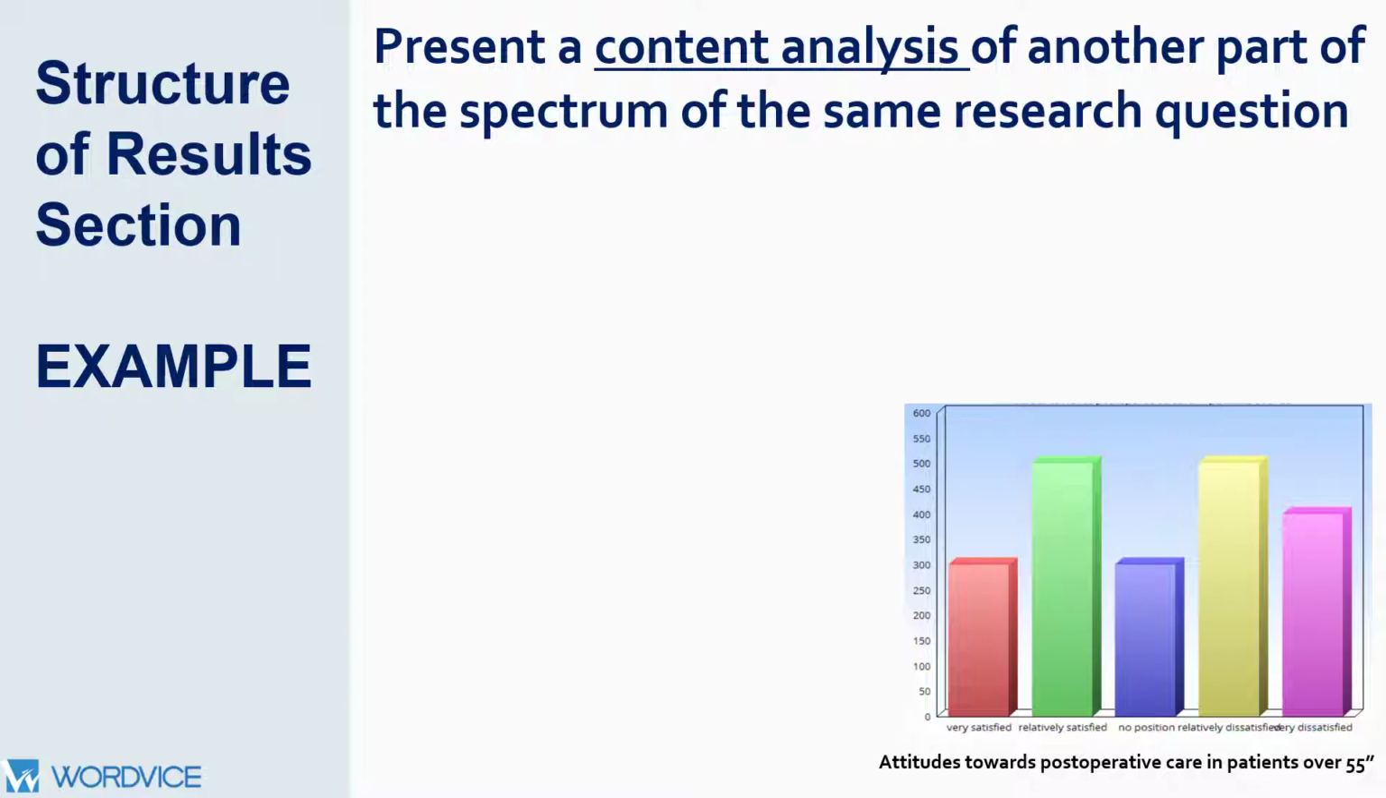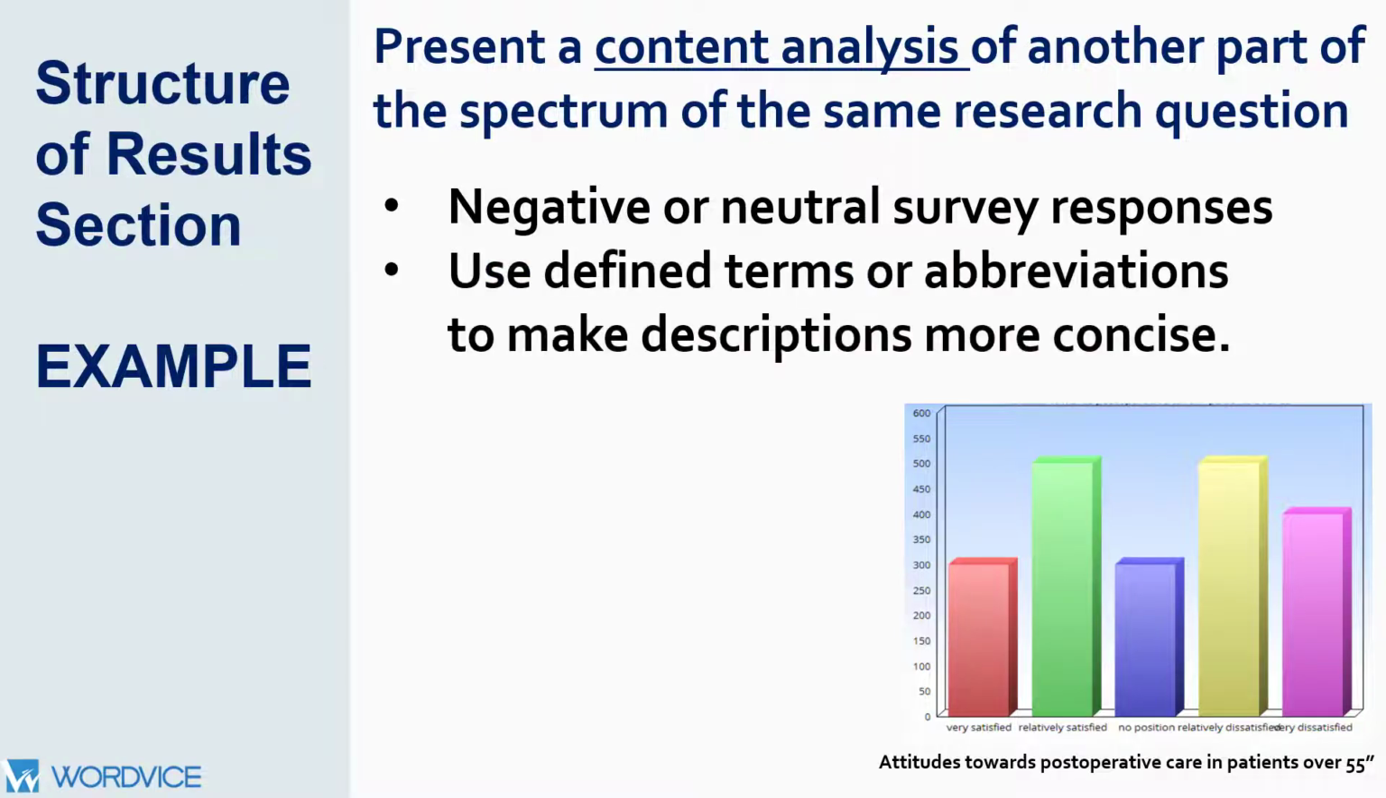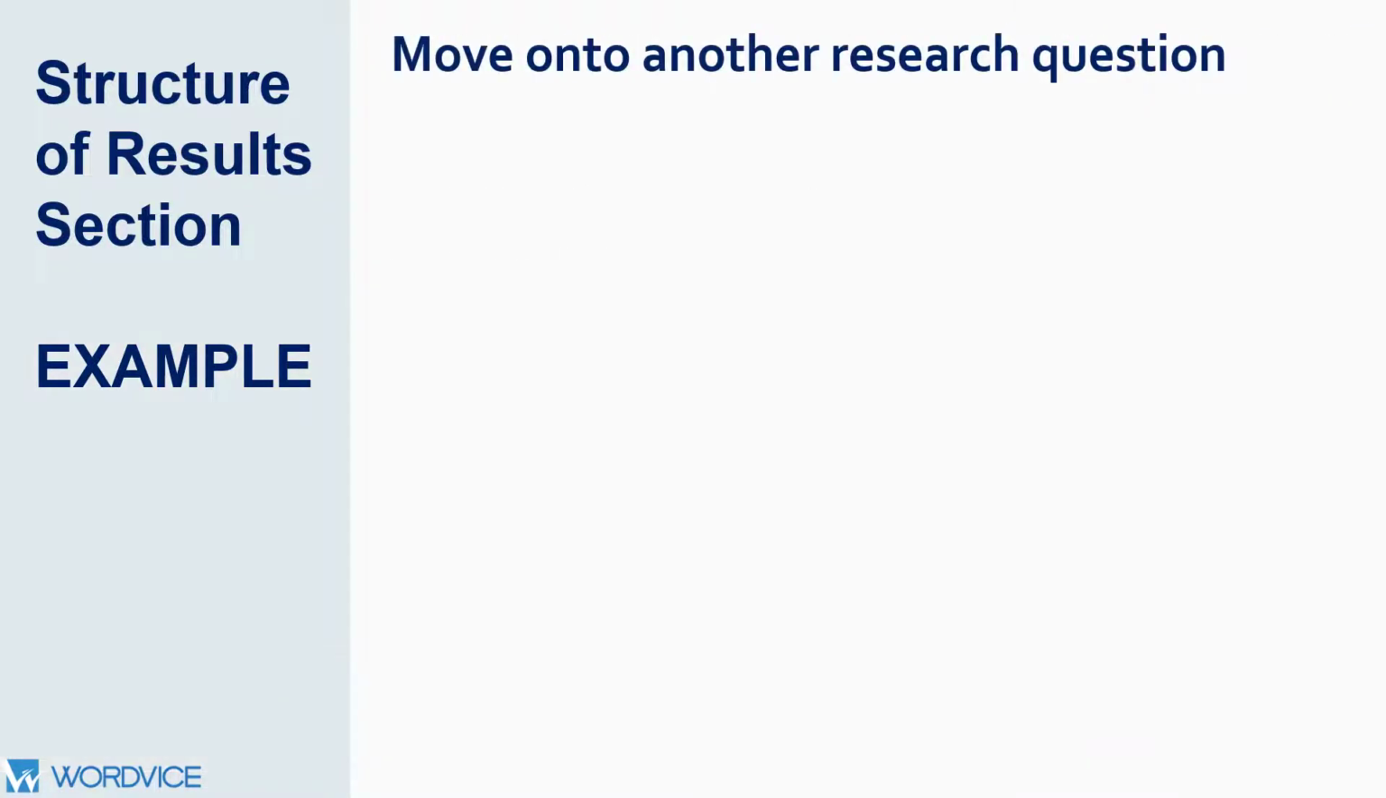Then, present a content analysis of another part of the spectrum of the same research question, perhaps the negative or neutral responses to the survey. Use defined terms or abbreviations to make descriptions more concise. For instance, as Figure 1 shows, 15 out of 60 patients in Group A responded negatively to question 1. After you have assessed the data in one figure and explained it sufficiently, move on to your next research question.